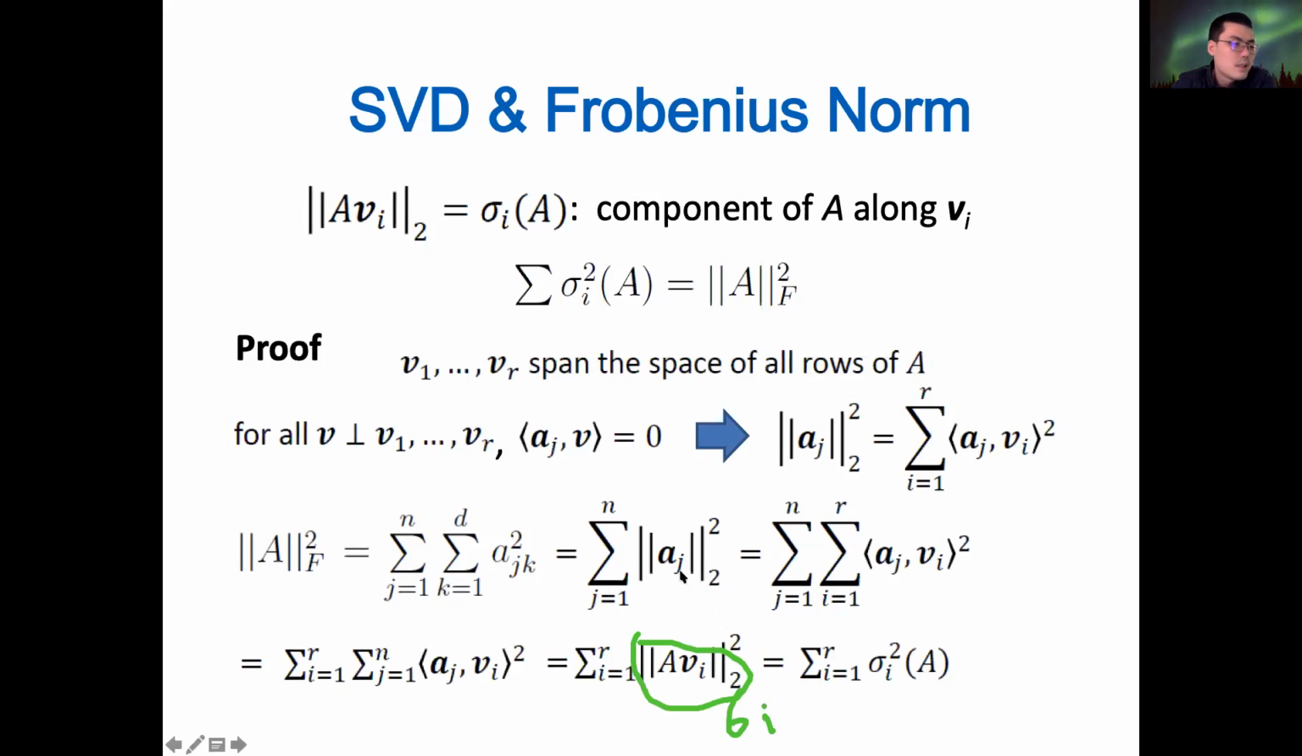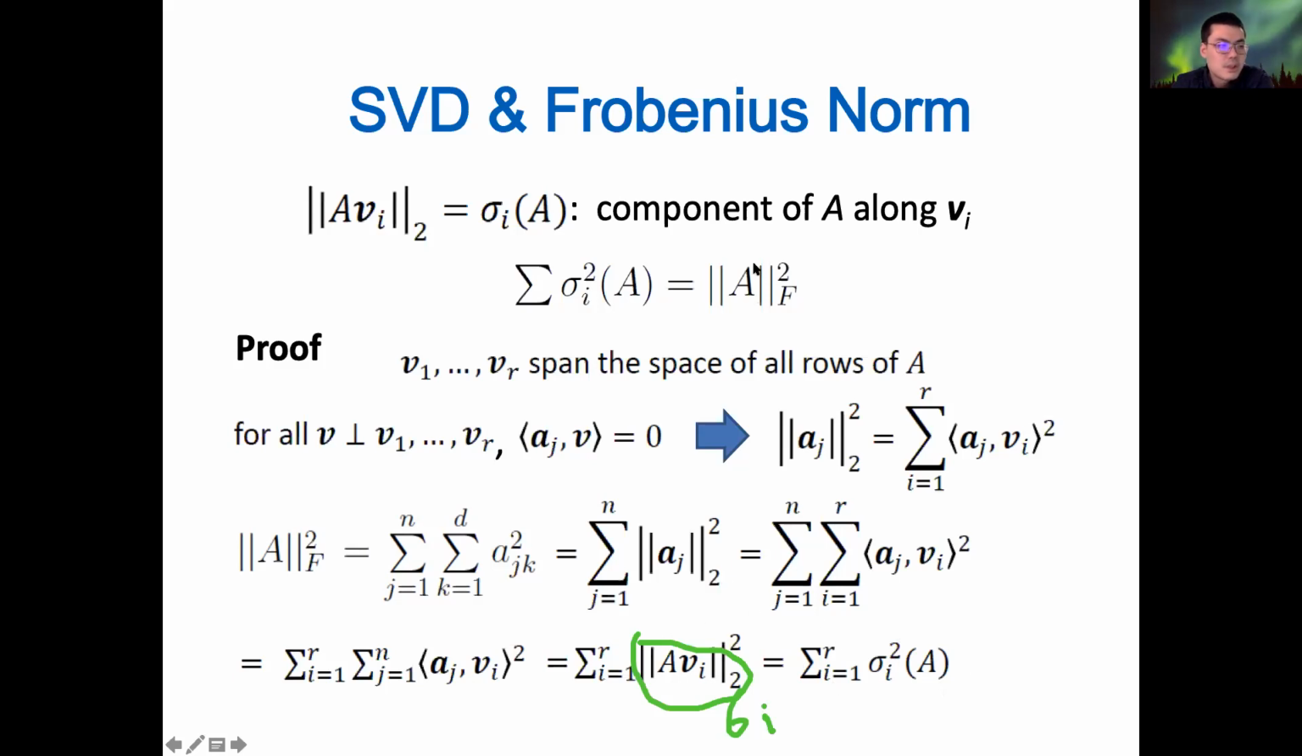So let me give you some intuition. The whole information of A is captured by the Frobenius norm, every element squared. But this information can be decomposed into different layers. Sigma 1, the first singular value, has one component, sigma 1 squared. And then after that, you have sigma 2 squared, sigma 3 squared. All of them add up to this.